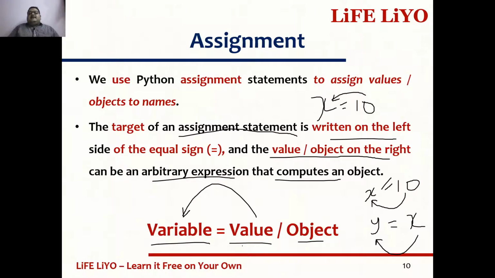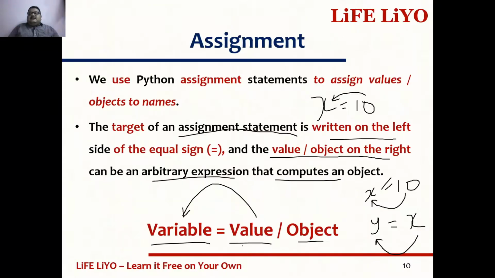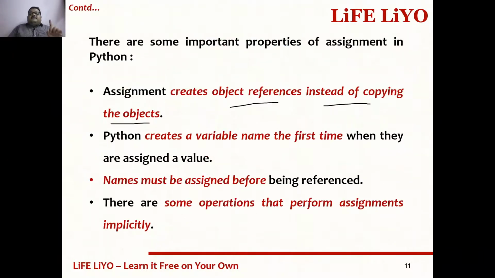This is assignment. There are different properties for assignment in Python. The first one is that assignment creates object references instead of copying the objects. Instead of copying the content from the respective object, it simply creates object references. So whenever you write y equal to x, instead of copying the 10 into y, it will create a reference to x. That is, whenever you call y, the reference of x will be called. That is the first point.